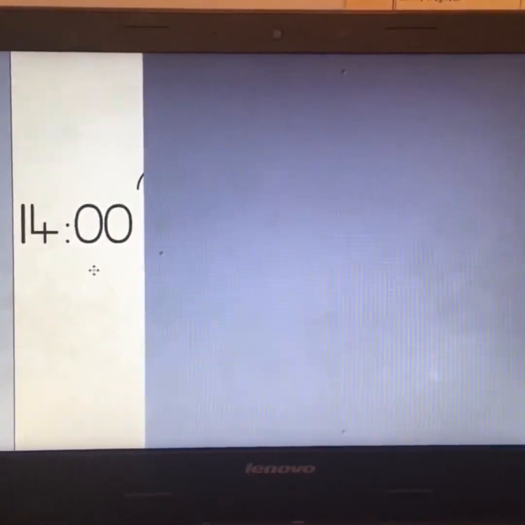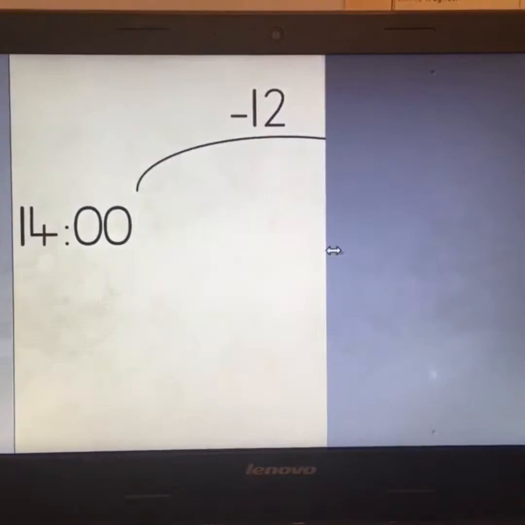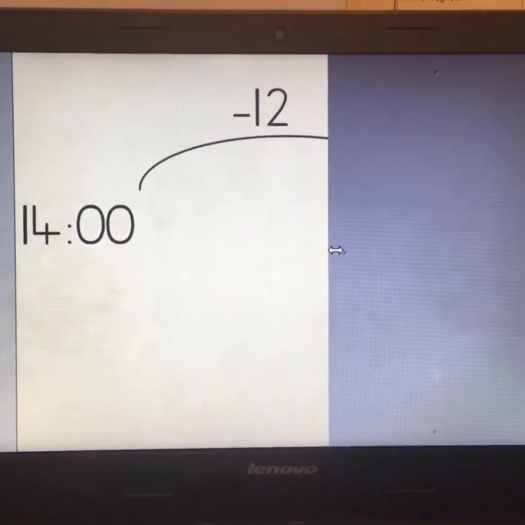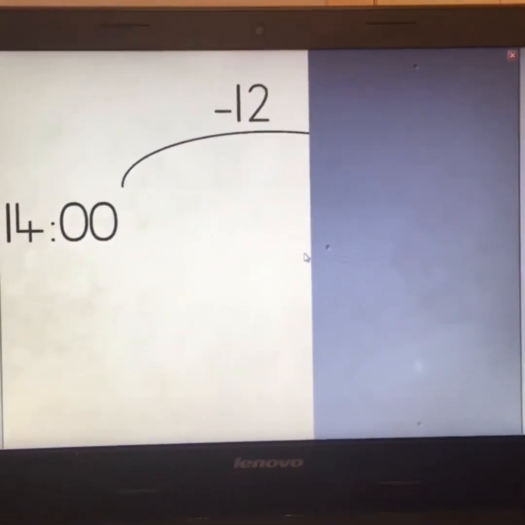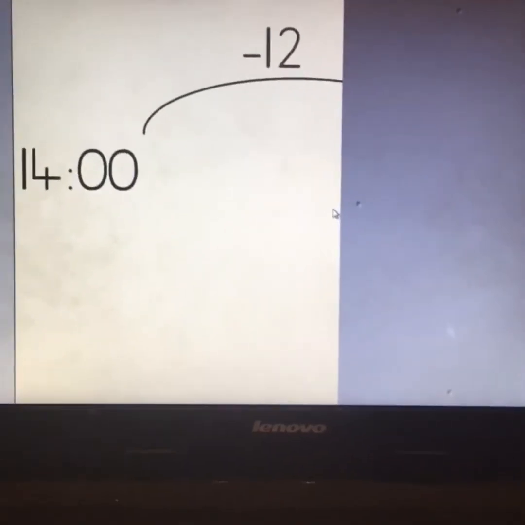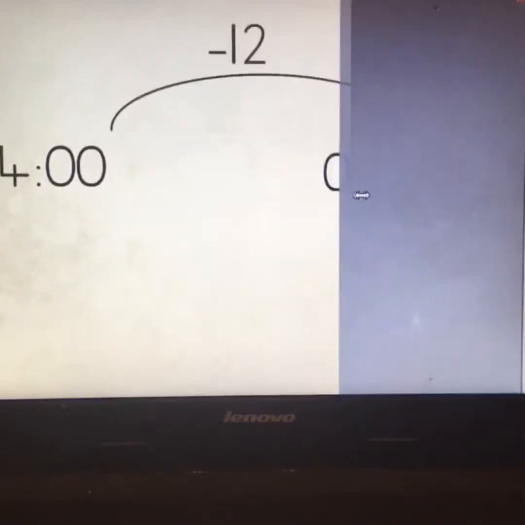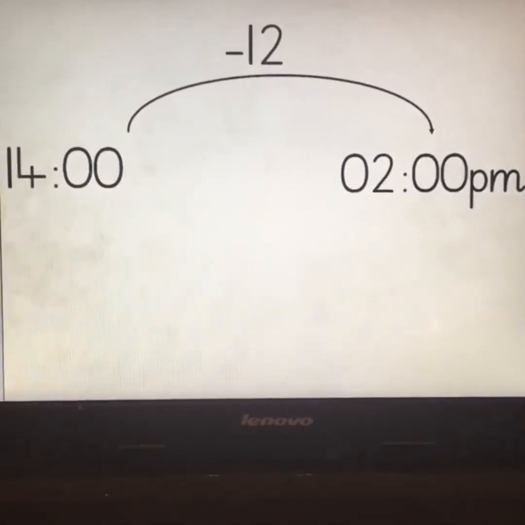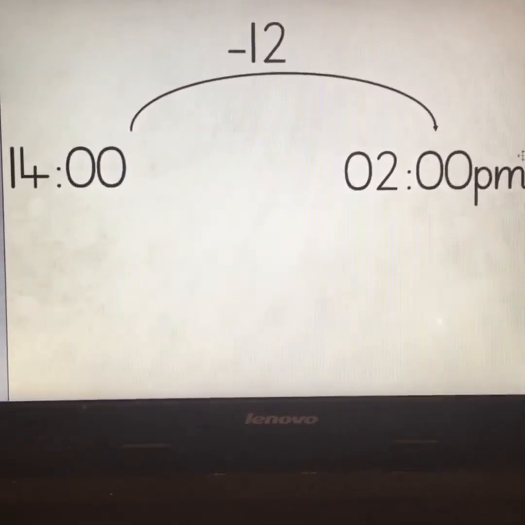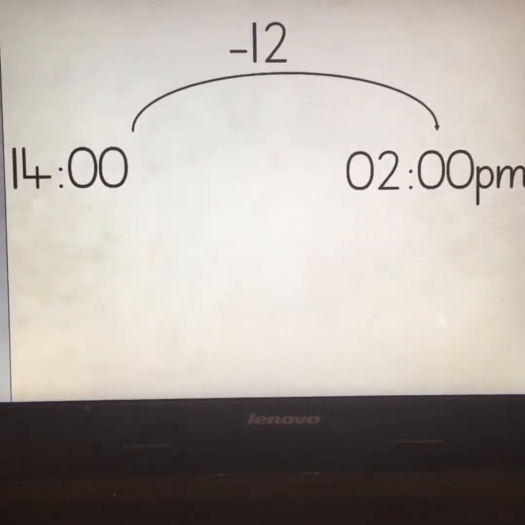Next one, 14. So it's showing on my phone as 14:00. How do I get that back into a 12-hour clock? Well, I need to take away 12 because that's taking away those 12 hours that we had in the morning and just telling me the afternoon hours. 14 take away 12 would be 2. So it would be 2 o'clock and it would be 2 p.m. because it would be 2 o'clock in the afternoon.